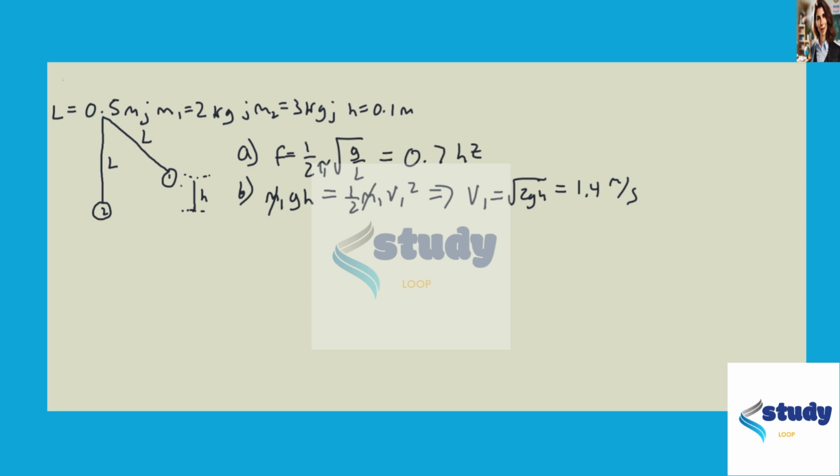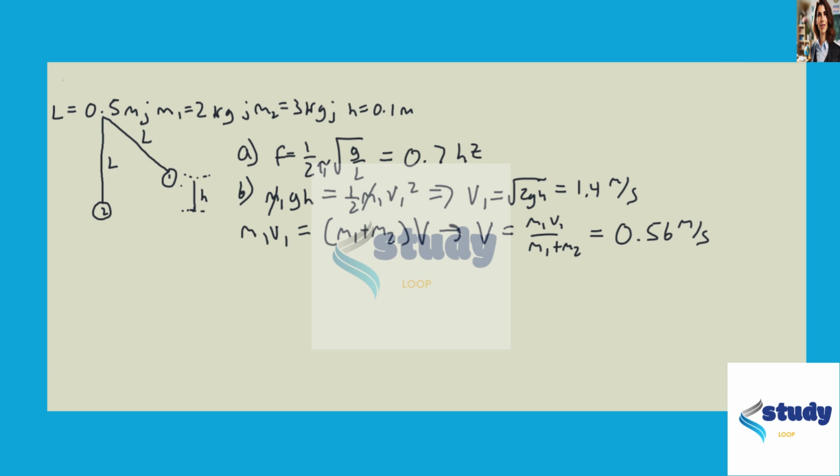All right, now we need to use momentum conservation to figure out the speed of the combined masses after collision. So the initial momentum is M1 V1, and this equals M1 plus M2 times big V. So big V equals M1 V1 over the combined masses, which is 0.56 meters per second.